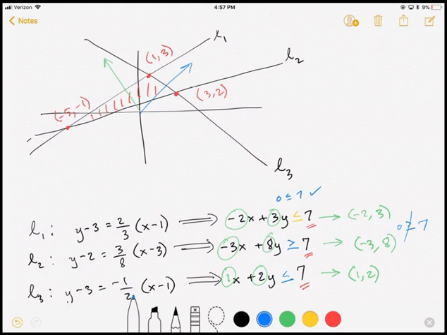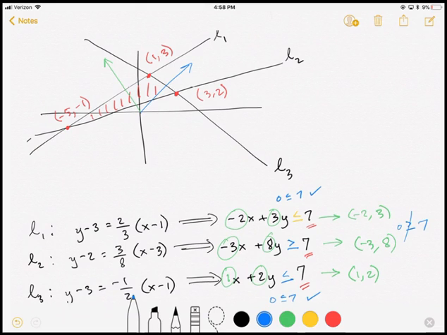Okay? And then if you go to your last inequality and you plug in 0, 0, you will see that that gives you a true statement. Why does it give you a true statement? Because 0, 0 is on the same side of the third line as the feasible region. So here you get 0 less than or equal to 7, which is true. Okay, so you see it works.